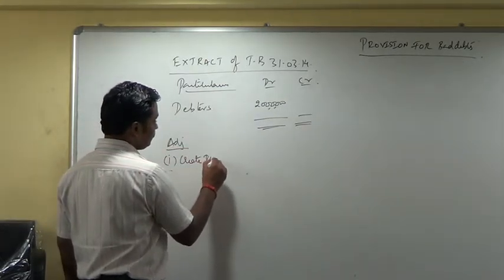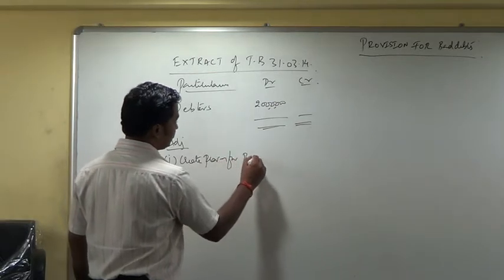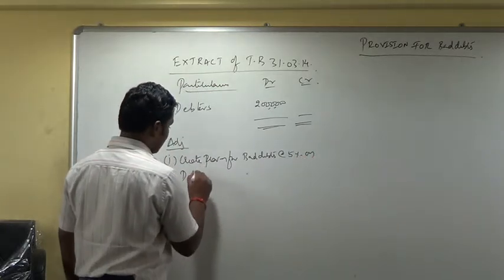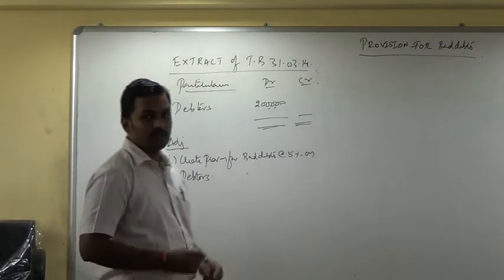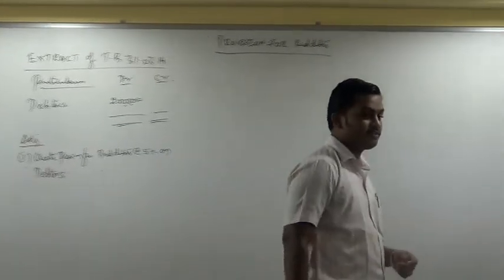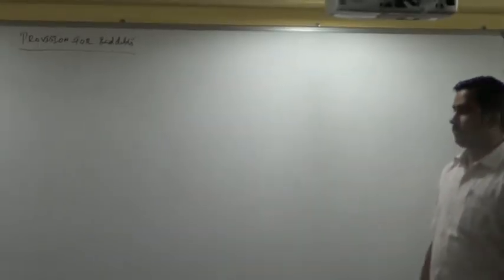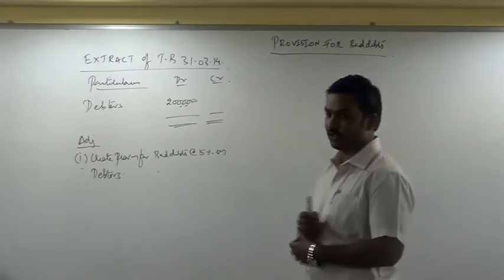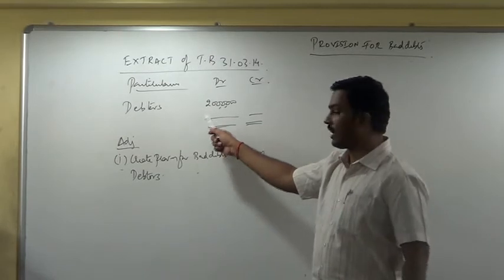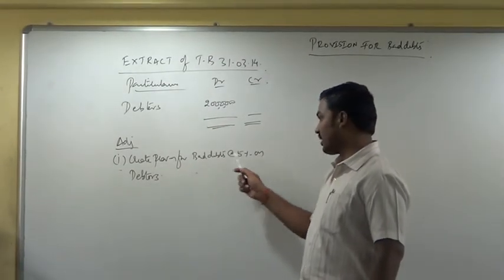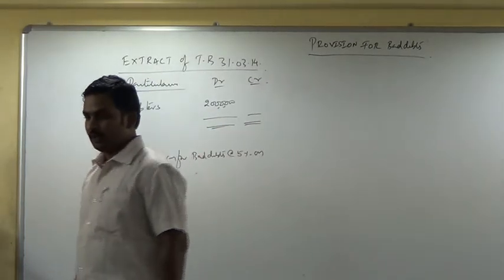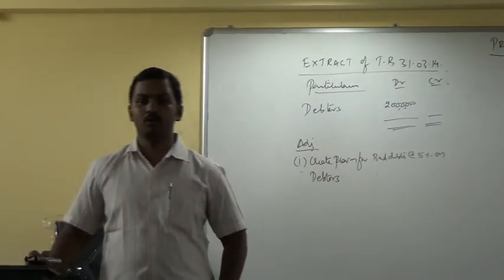Create provision for bad debts at the rate of 5% on debtors. So we have to now create a provision for 5% on debtors. Note down the problem. You are given extract of a trial balance on 31st March 2014. Debtors, debit balance 20 lakhs. Adjustments, create provision for bad debts at the rate of 5% on debtors. So if you are given such kind of a trial balance, how are you going to deal with it?